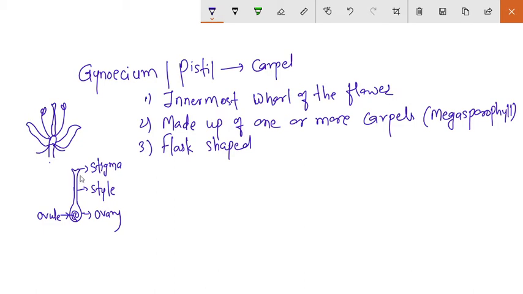The stigma is the receptive part. Receptive means it receives the pollen grains. So pollen grains sit here on the stigma, and then they develop the pollen tube through the style, and it reaches the ovule. The ovule is the female gametophyte, which after fertilization will develop into the seed.